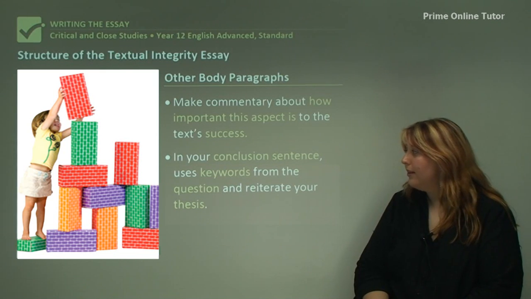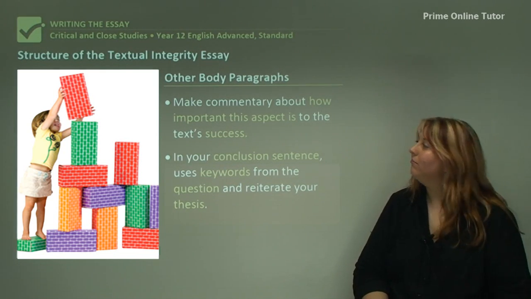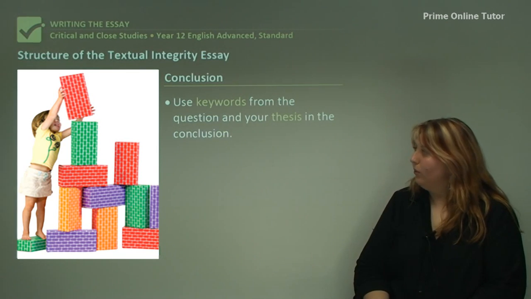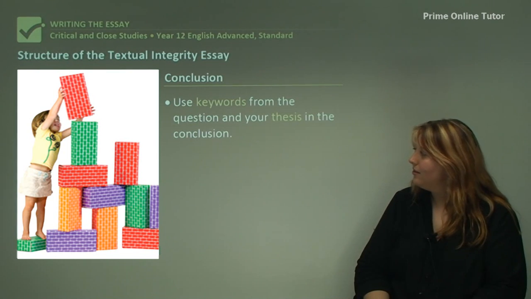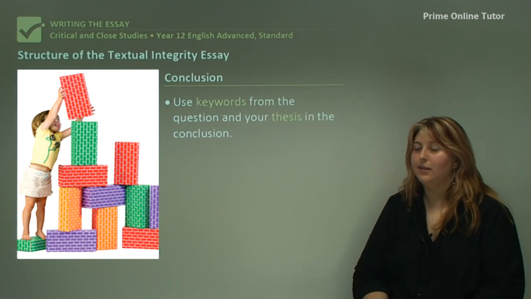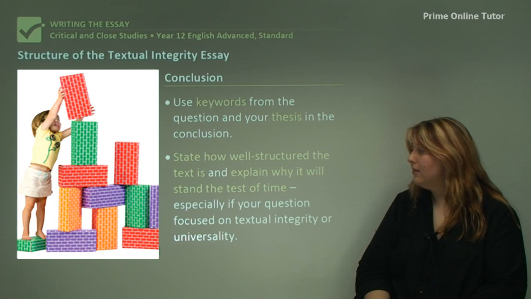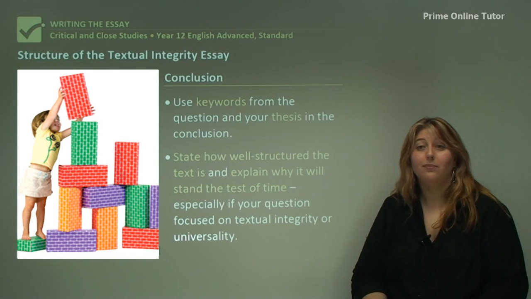In your conclusion sentence, use keywords from the question and reiterate your thesis. And in the conclusion, you want to use the keywords from the question again and your thesis so that you've really answered the question and talked about why the text might be considered a classic or why it might stand the test of time. State how well structured the text is, and of course if it focuses on textual integrity or universality, you want to address those ideas as well.